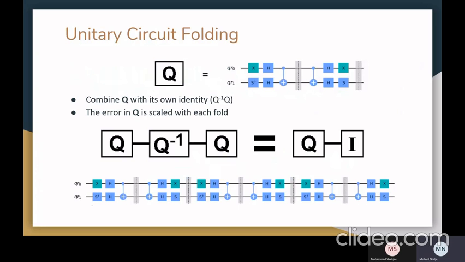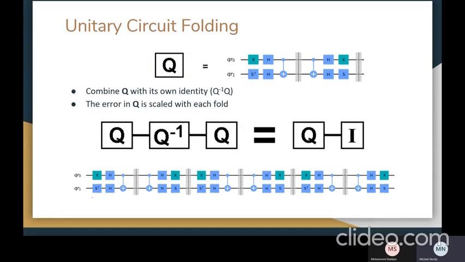If we abstract the circuit to a black box Q as shown, the circuit folding technique can be implemented as follows. We take the original circuit Q and fold it by combining it with its own identity. This extends the depth of our circuit while maintaining equivalence to Q on an ideal quantum system. However, in reality, the noise level present in Q is scaled upwards by the folding. This results in a scaled error in the folded circuit.